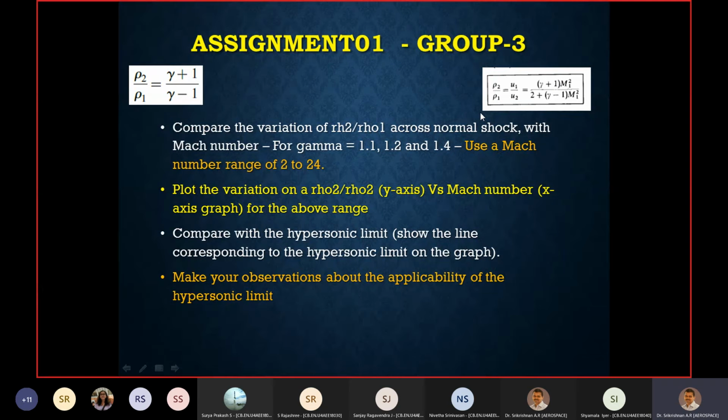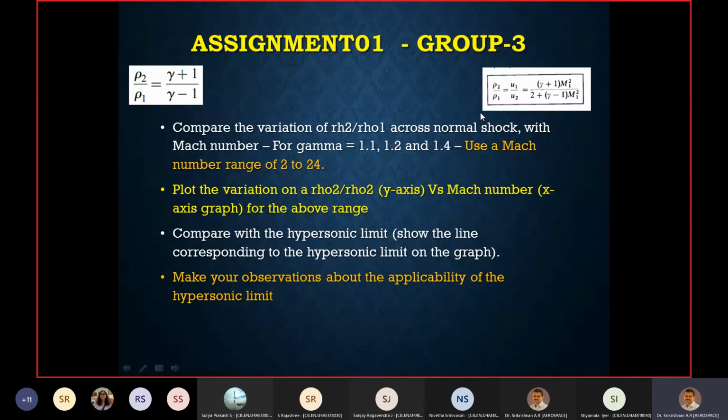Actually, in an Excel sheet, you don't have to do the whole thing manually. Once you have a set of calculations, you can do only the table. The rho 2 by rho 1 using normal shock you may have to take manually, but even that is quite straightforward from the web portal of VT, which I just showed. So you just make a table for Mach numbers. Mach number can be like 2, 3, 4, or 2, 4, 6, or whatever, but there should be sufficient numbers between the range of 2 to 24.